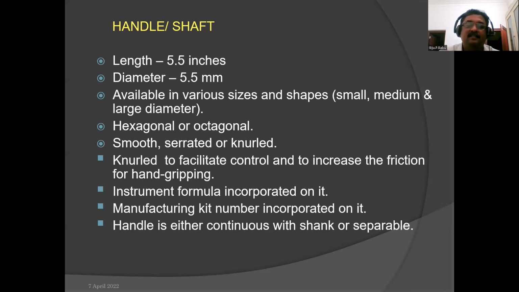Now the handle is either continuous with the shank or it can be separate. In some instruments, the handle can be removed by a screw attachment. So if the blade fades out, you can change the blade, but the handle can be the same. The instrument tip alone can be changed when it gets blunt or is not in use.